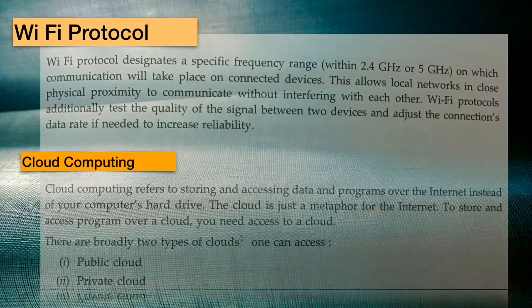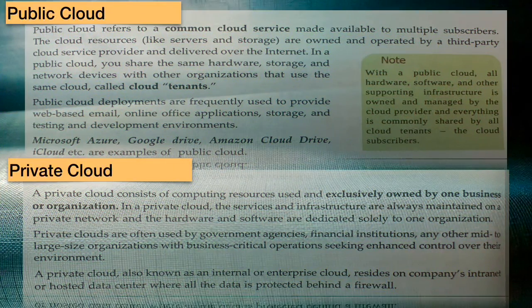Next is the cloud computing. The cloud computing refers to storing and accessing the data and the programs over the internet instead of on your computer or hard drive or any secondary storage devices. The cloud is just a metaphor for the internet. To store and access the program over the cloud, you need to have access to a cloud first. There are broadly two types of clouds one can access. The first one is the public cloud, and the second one, the private cloud. Public cloud.